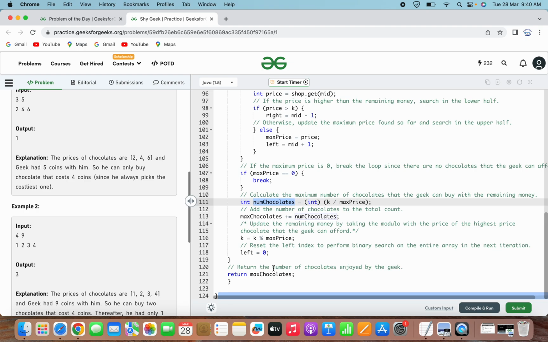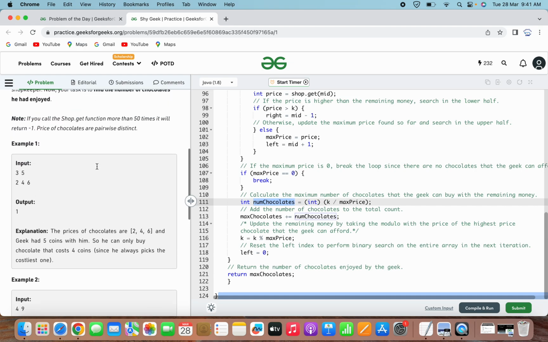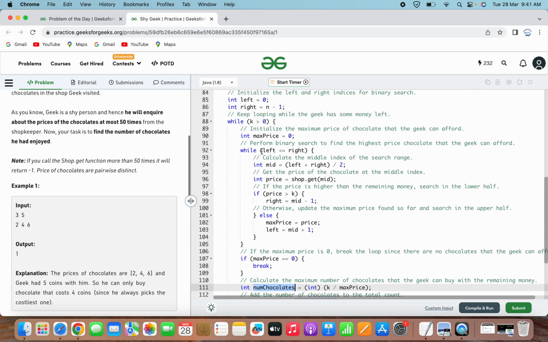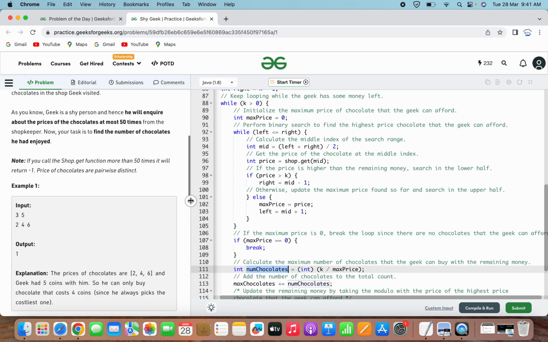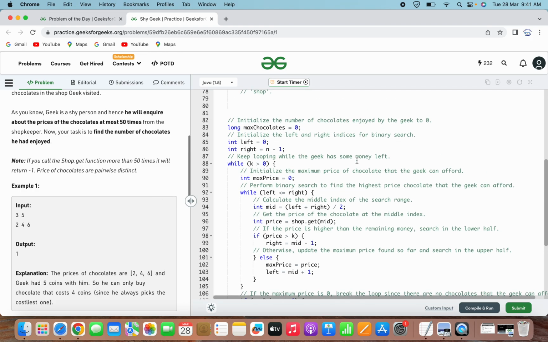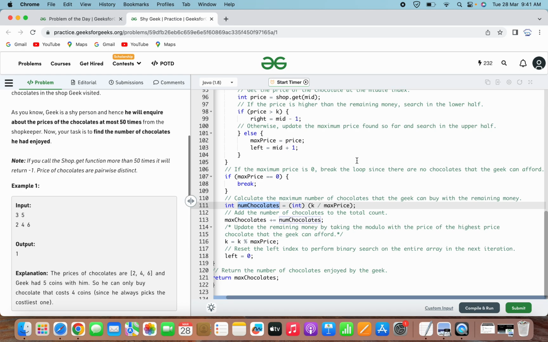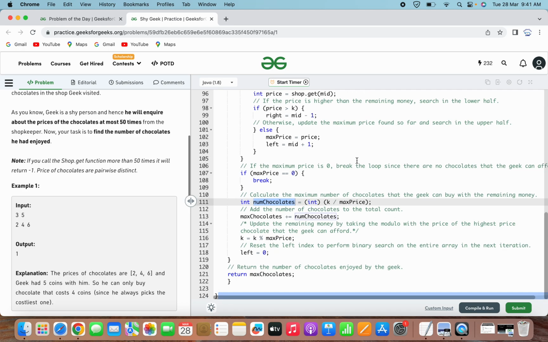I hope this is clear, and here it is assuming that the prices of the chocolates are positive integers, which is already given here. That is, in the sorted order, and all the prices are positive integer numbers only. So I hope this explanation, this approach, this solution is clear. I have given comments against each line, so you can even read it, and it is the same explanation which I have given. Both are the same only. So let me try compiling this code.